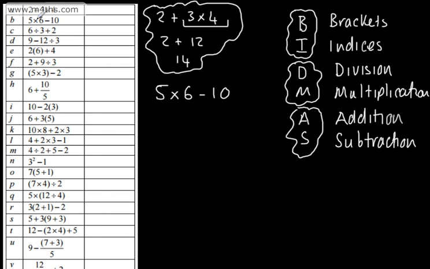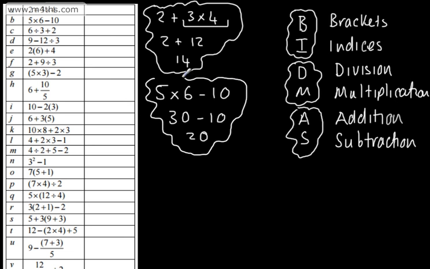With this one, we do the multiplication first. We've got multiplication and subtraction. Multiplication is here, subtraction is here. Do the multiplication. 5 times by 6 is 30. We subtract the 10 and we get 20. So sometimes it is in the correct order for the order of operations.